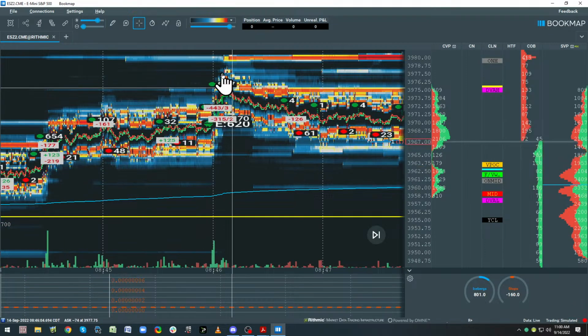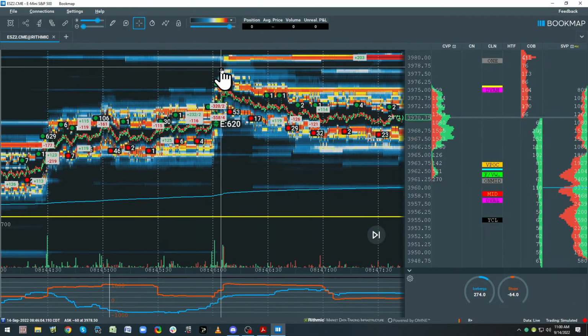Now, when we're up here, I have no clue. I'm aware of the following things. Liquidity being added up here at 39.80. That stands out, doesn't it? 400. This is the limit order book.